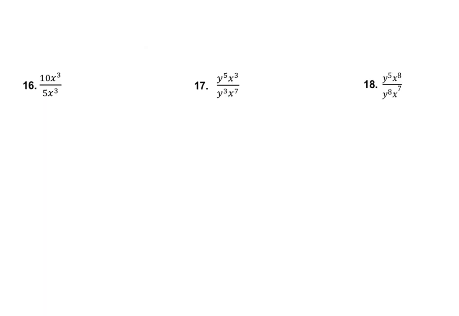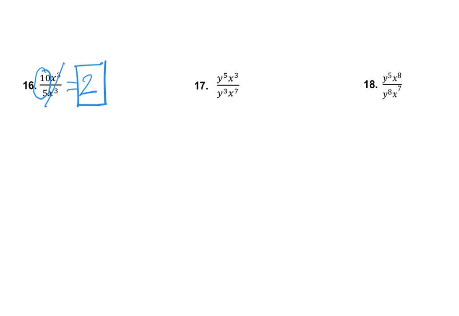All right, question number 16. Let's evaluate these two parts separately. So 10 divided by 5 is equal to 2. Now, x to the 3rd divided by x to the 3rd, remember you subtract those exponents, and it actually gives you an x to the 0 power. And remember, anything to the 0 power becomes 1. Basically, what's happened here is all 3 of those x's have canceled out, and you are then left with just 2.